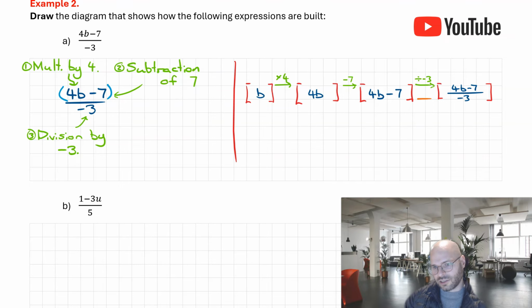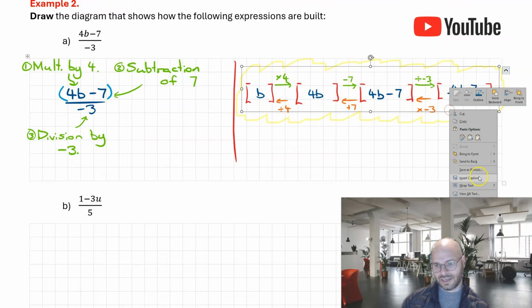Looking at the destruction of this expression, rather than dividing, we times, and we times it by minus 3. Rather than adding or taking 7, we add 7, and rather than timesing by 4, we divide by 4. And thus we have completed the flowchart that shows the construction and destruction of the expression 4b take 7 divided by negative 3.